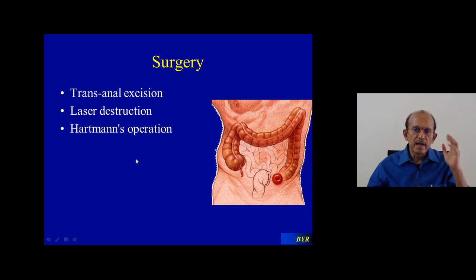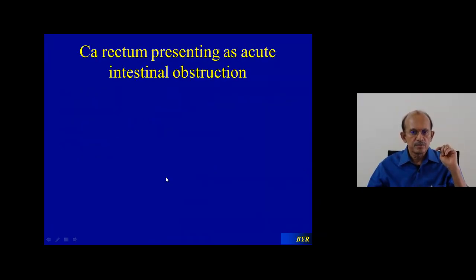Or if the tumor is higher above, you can remove the tumor and do the colostomy. That's called the Hartmann's operation. Already we have discussed that. Or you can go for a stenting operation. Now expandable metallic stents are available, so those expanding metal stents can be placed in the rectum.